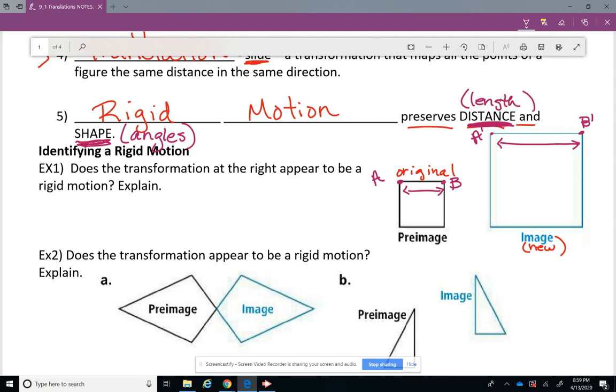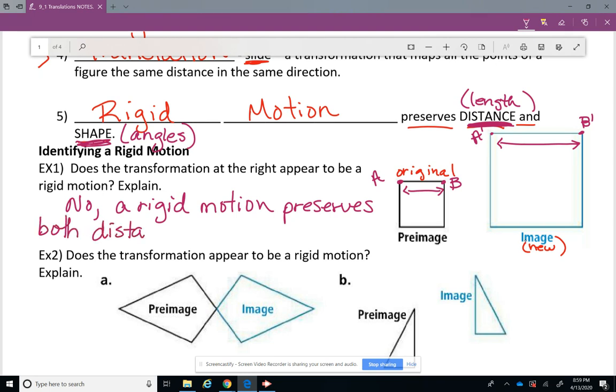So, does the transformation at the right appear to be a rigid motion? No, it is not a rigid motion. How could we say that? We could say a rigid motion preserves both distance and angle measures. Both.